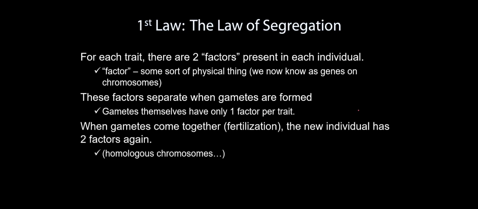So when the gametes come back together, so you have two gametes that go through fertilization and you get a zygote, that new individual has two factors again. So the parent has two for each trait. The parent makes gametes that have only one. And of course we have two parents that each make gametes.